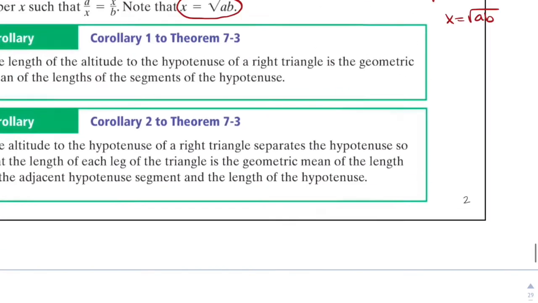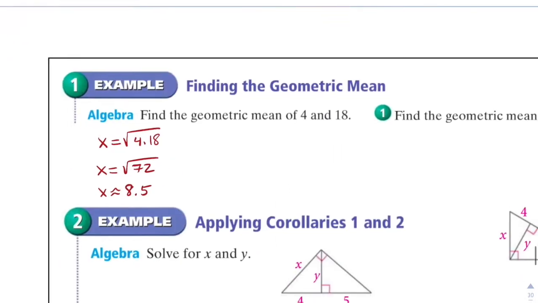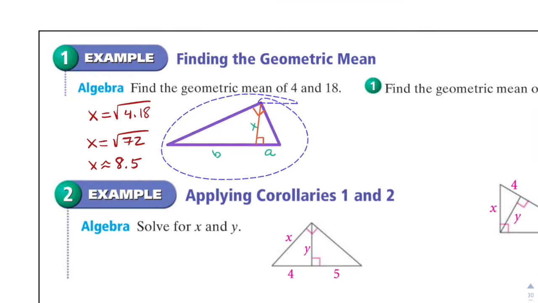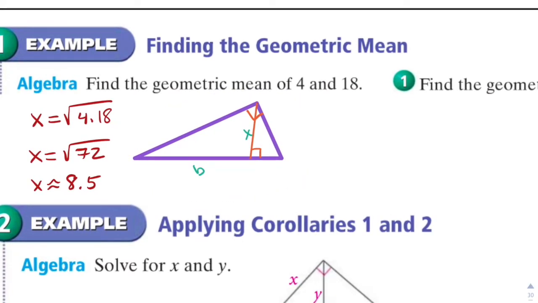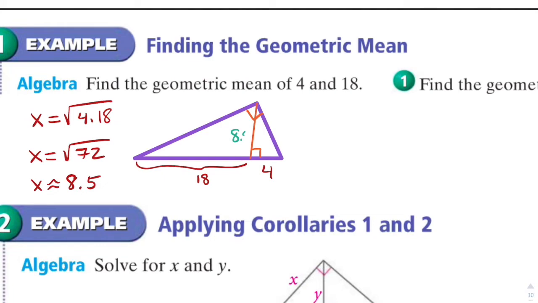So let me explain what that means. That means the geometric mean, so I'm going to put numbers with this. This part's 4. That part's 18. That means that this part right here is about 8.5. That's all that we did.